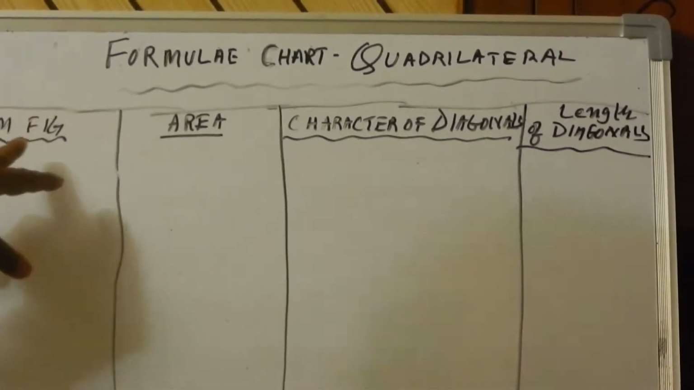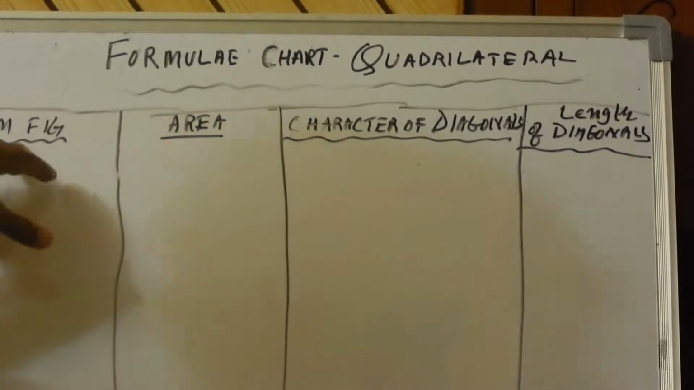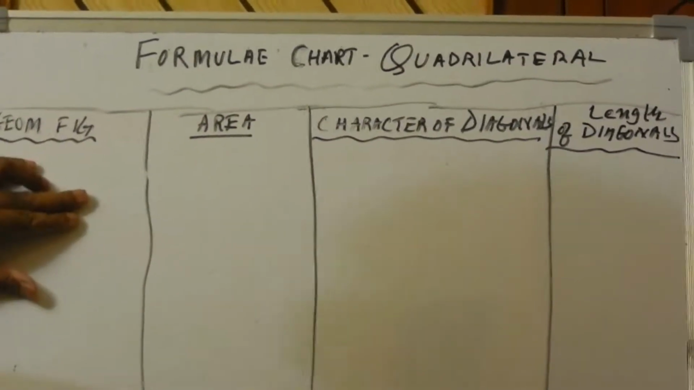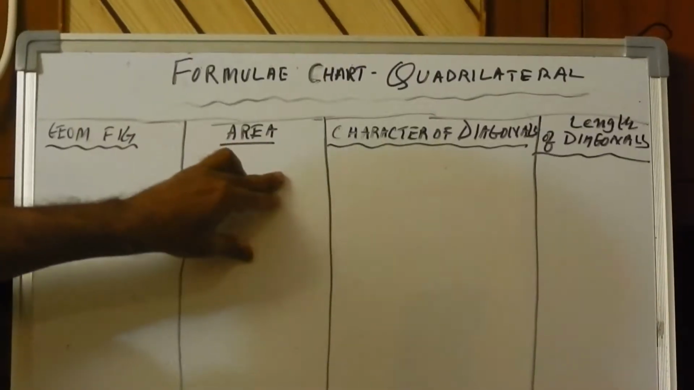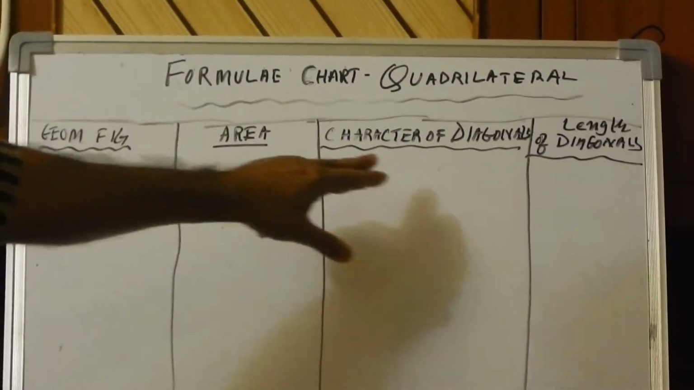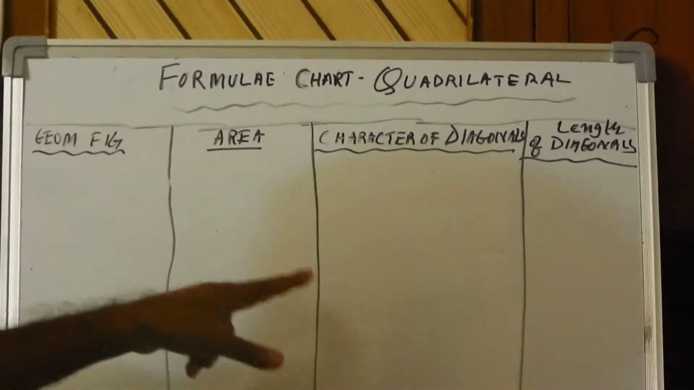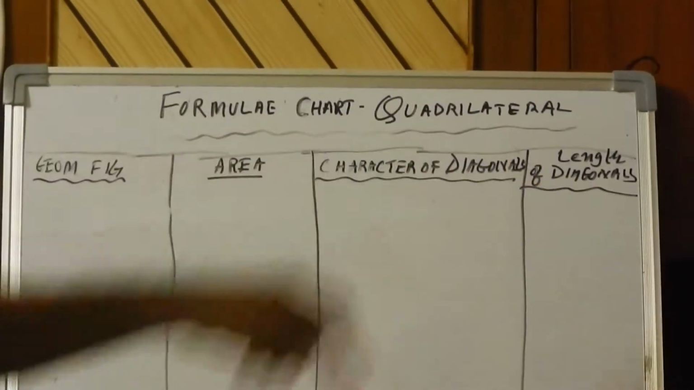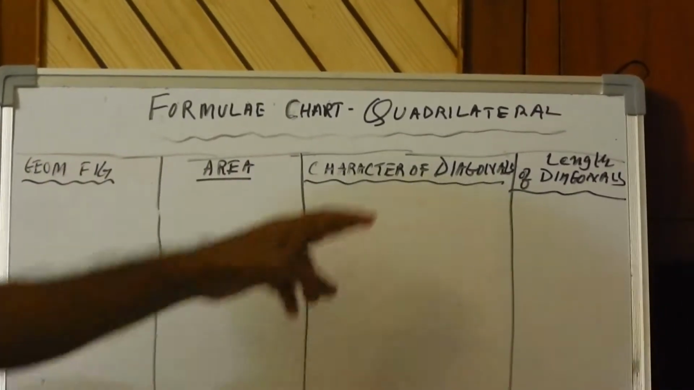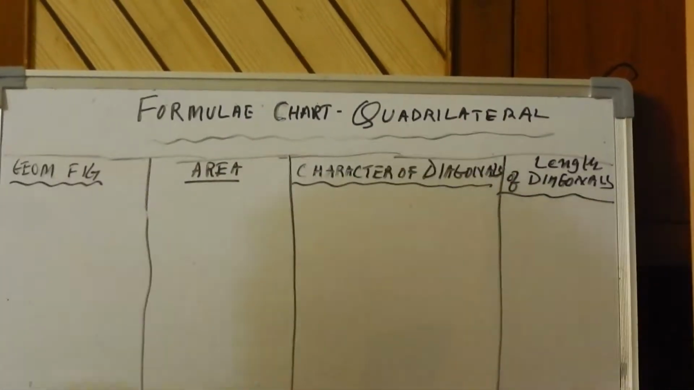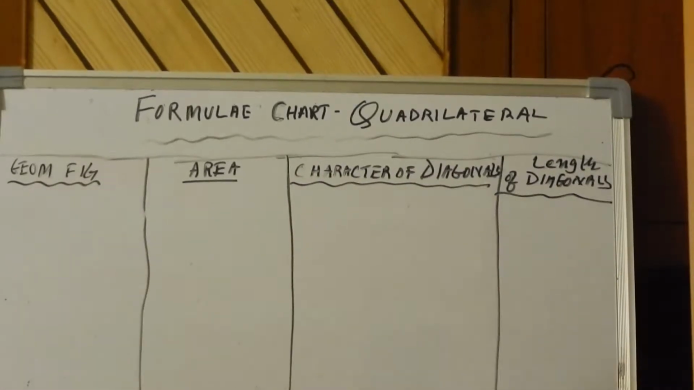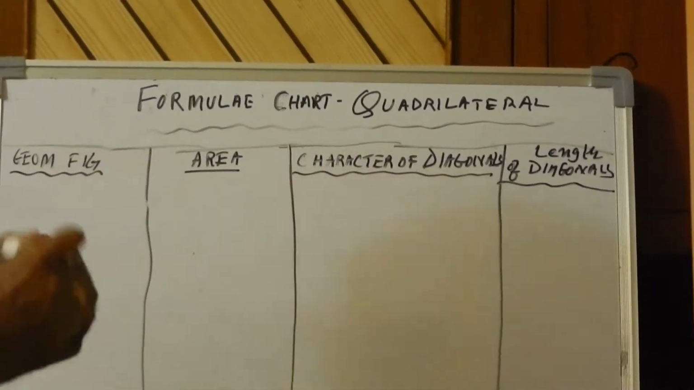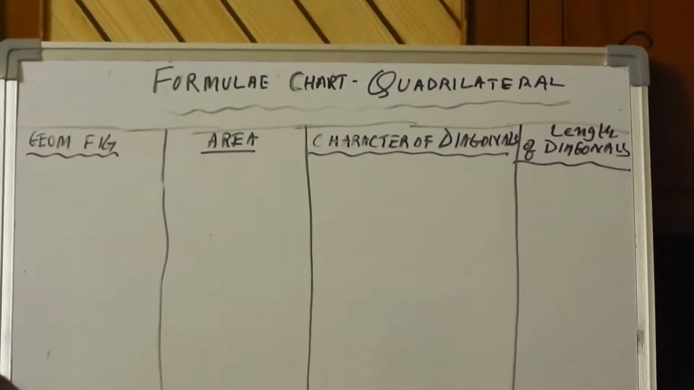So the chart has four basic headings. First one is what is the geometric figure. Next one is area of that figure. Next one is character of diagonals of that figure. As you know, it is oriented with quadrilaterals, so it will have some diagonals. And the length of the diagonals. That's all the four headings that we will be discussing.